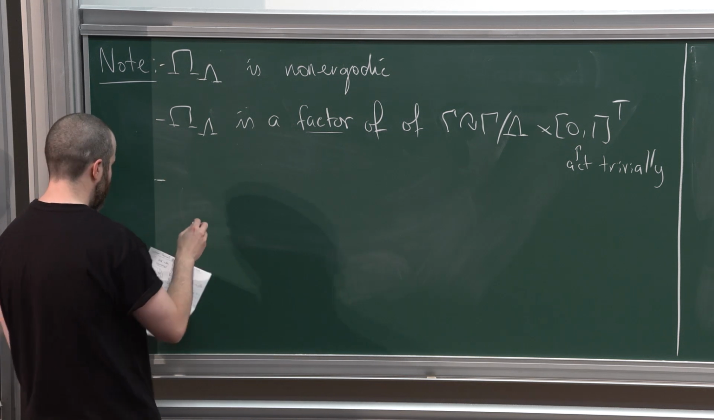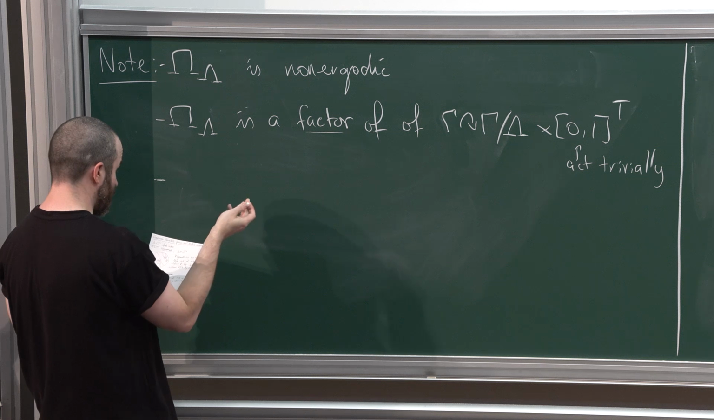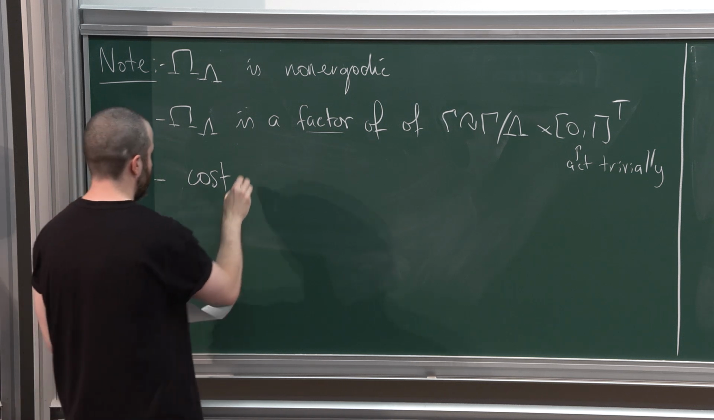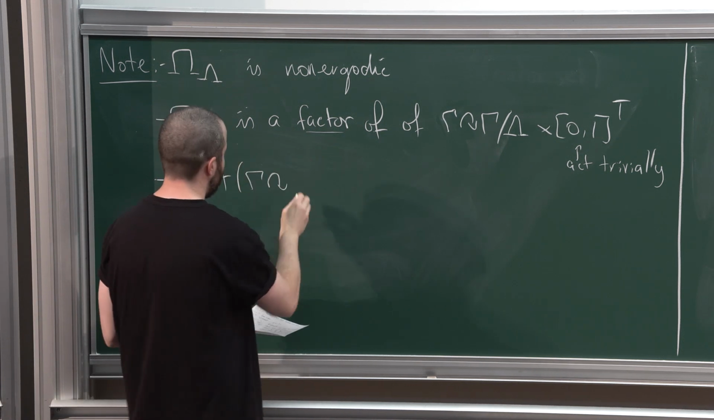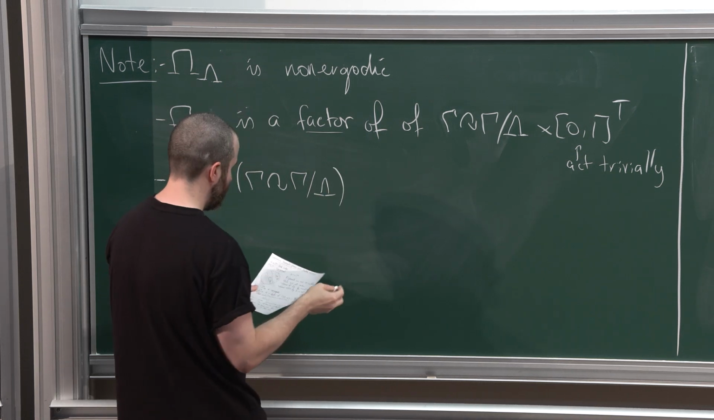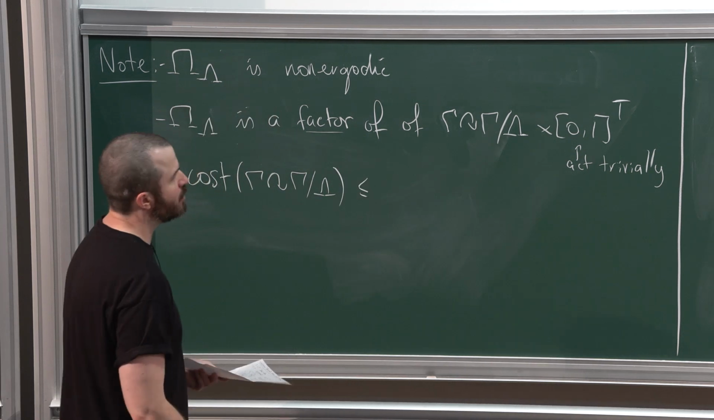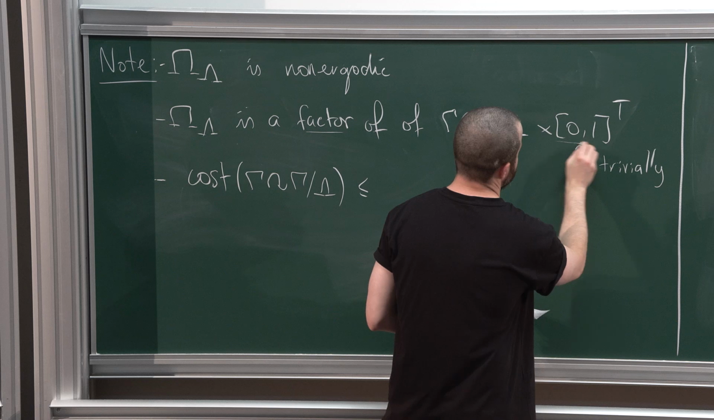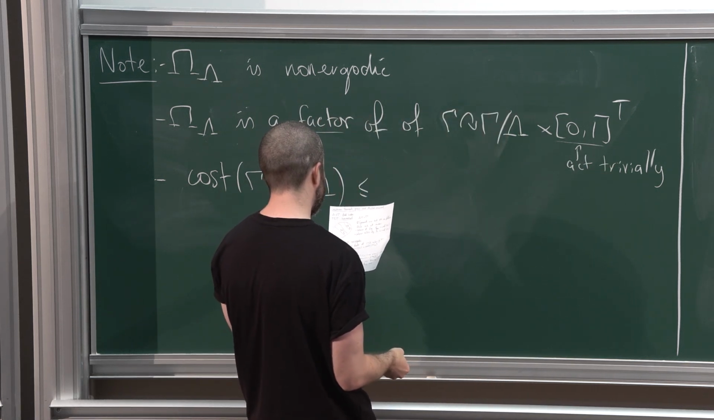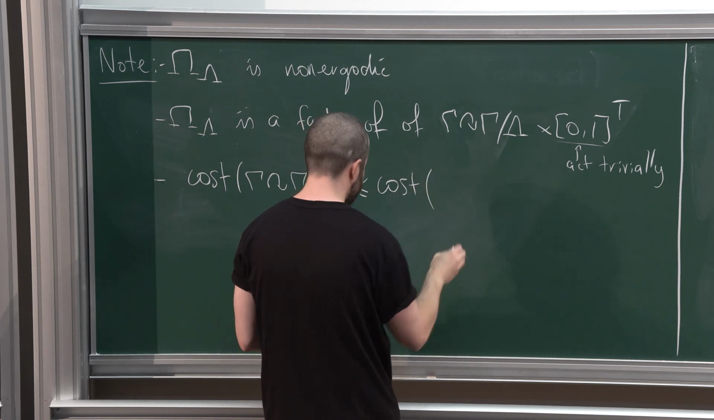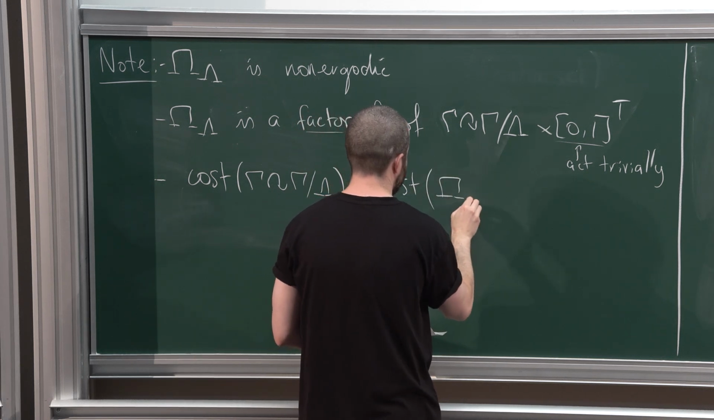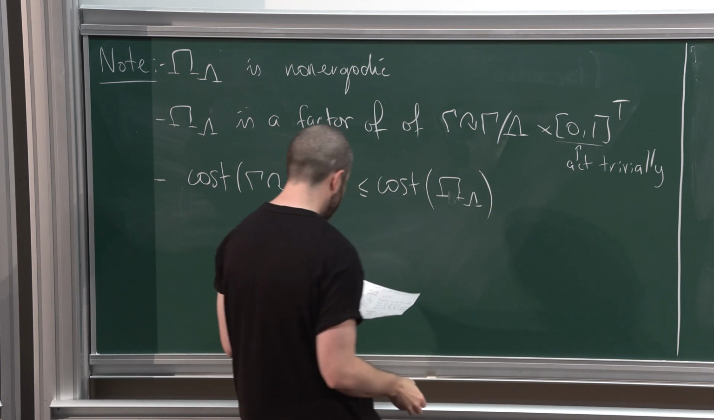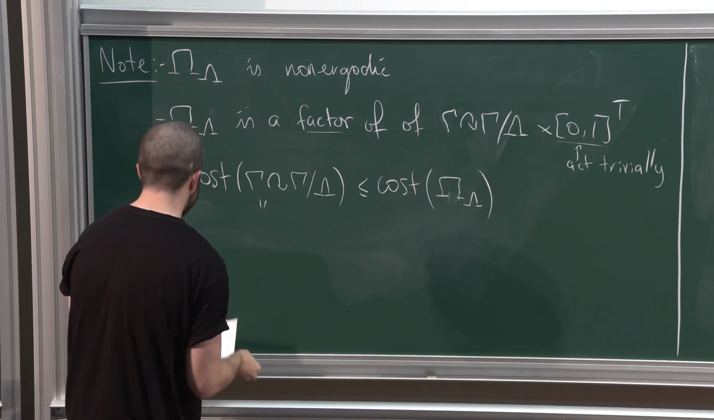One more point. What is the cost of this process? I don't know. But I can give you an inequality. The cost of the lattice shift, well, cost can only increase under factors, and cost respects ergodic decomposition. And this thing here is essentially the ergodic decomposition. So this is at most the cost of this coset-wise Bernoulli process. And as you recall, this is 1 plus the normalized rank.